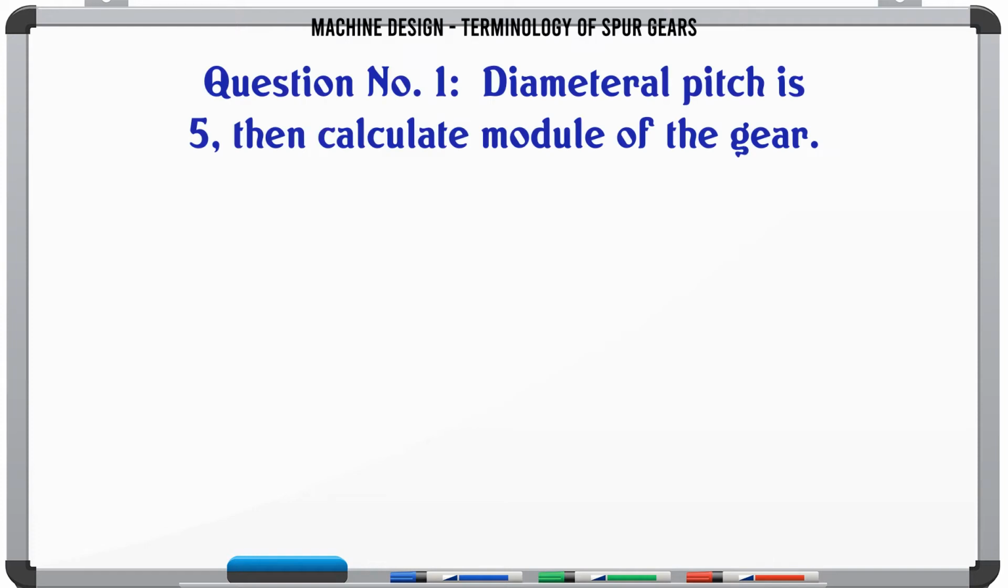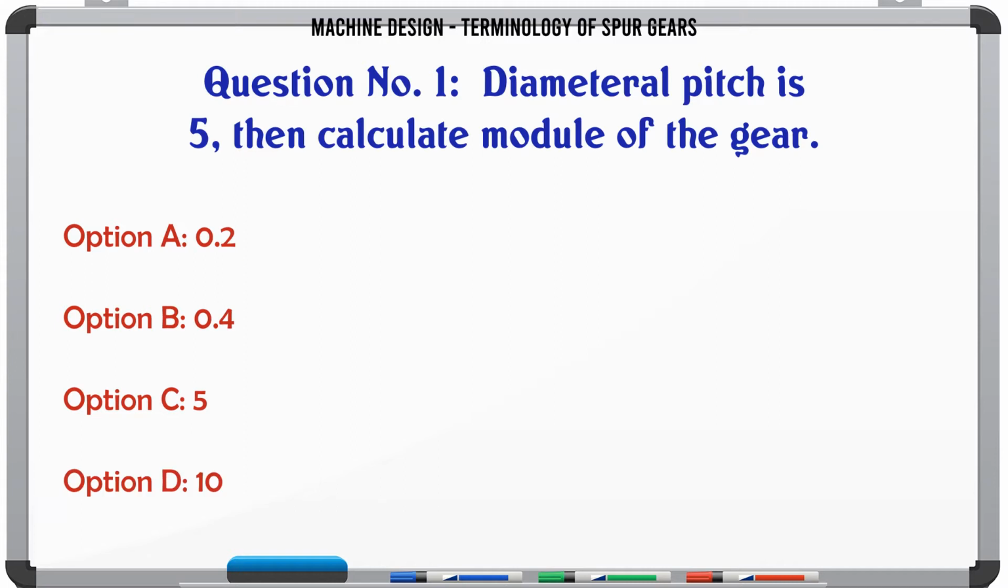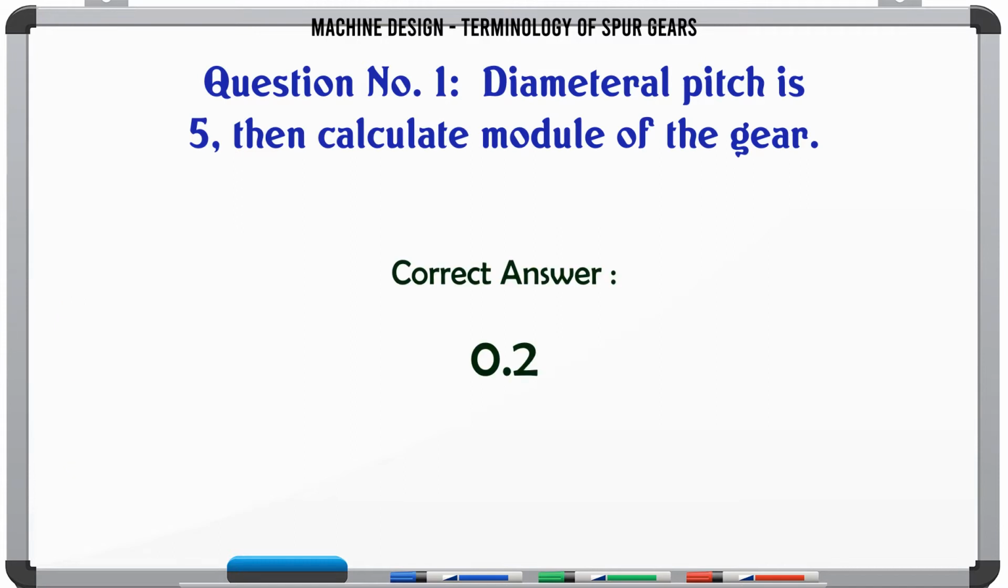Diametral pitch is 5. Then calculate the module of the gear. A. 0.2. B. 0.4. C. 5. D. 10. The correct answer is 0.2.